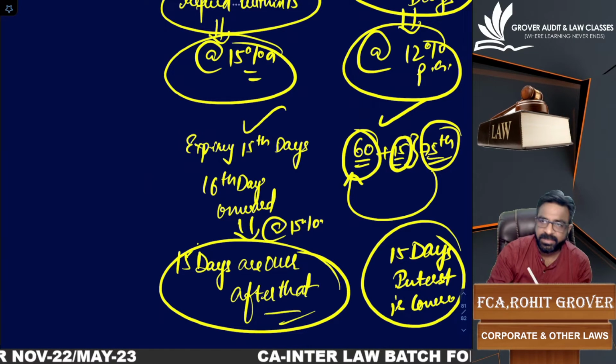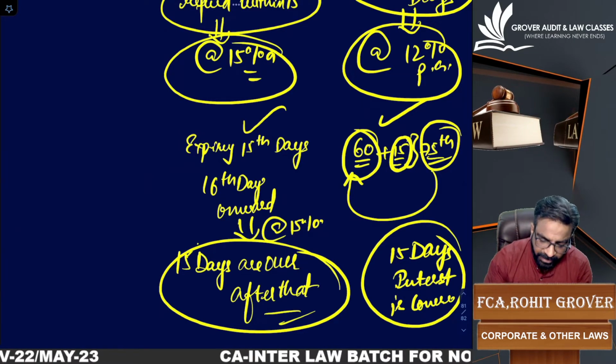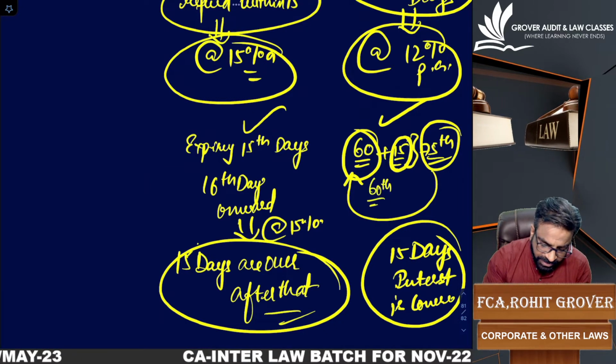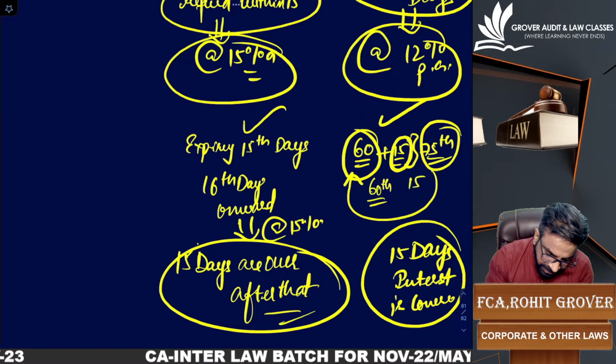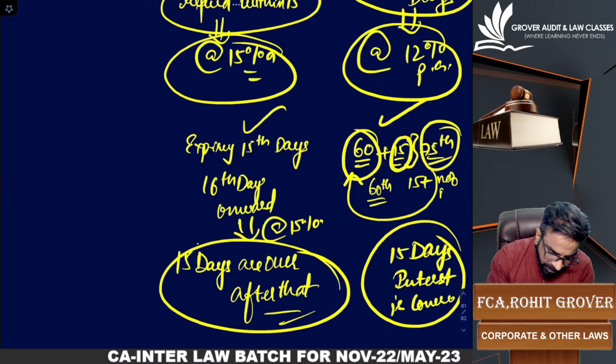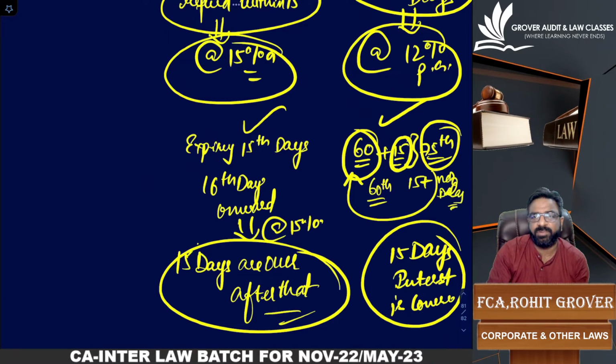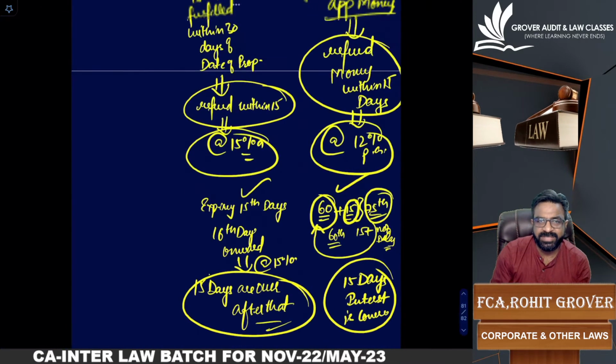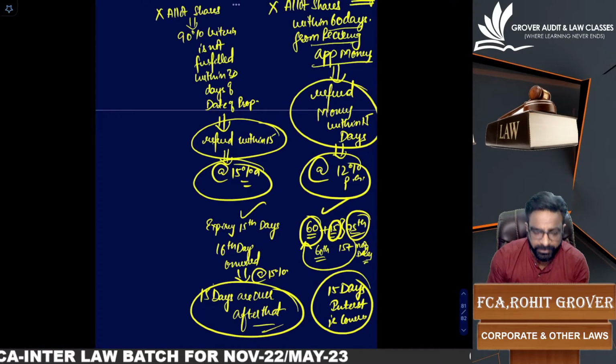Yes, sir. Here we are paying the interest from the 60th day onwards. It means these 15 days interest plus the number of days you delay, that interest you have to pay. Did you all understand the difference between both of them? Yes or no?